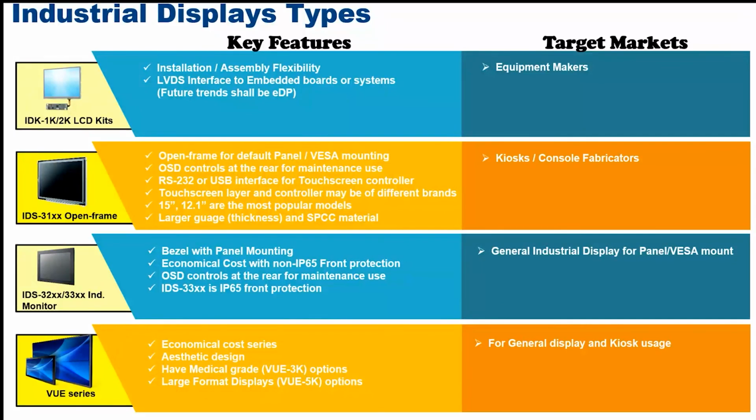For the IDS 32 series with a bezel panel, and then the IDS 33 series with bezel mounting, also with IP65. Then we have the FEW series. The FEW series is our new brand also. This is with economical cost and has a large format of display, like the FEW 3000 series, 2000 series, and 5000 series. We'll elaborate more on the next slide. This is for general display and kiosk usage.